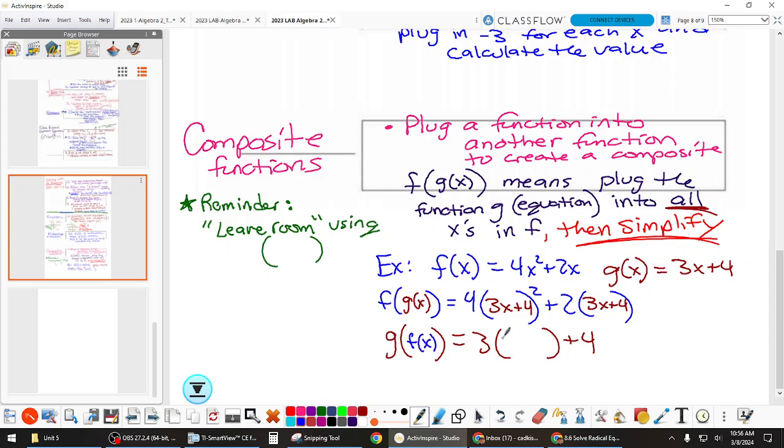Also, if you would like on the quiz, you're welcome to use colored pencils or pens if it helps you to color code stuff. All right, so that's composite. Are we good on composite? Okay. Keep your notes. We're going to do notes on inverse, and then I'll show you them, okay?